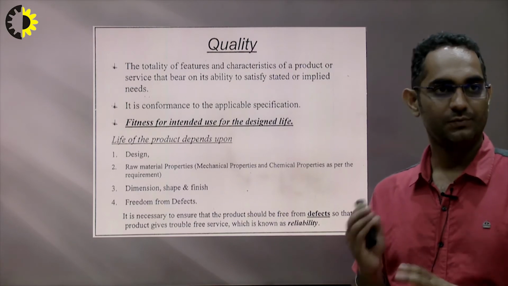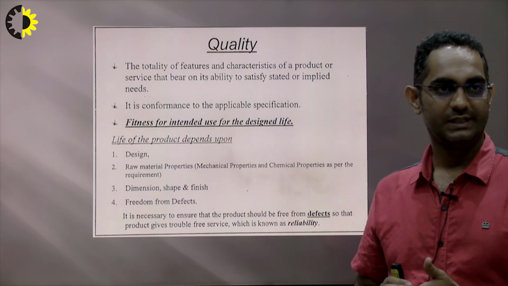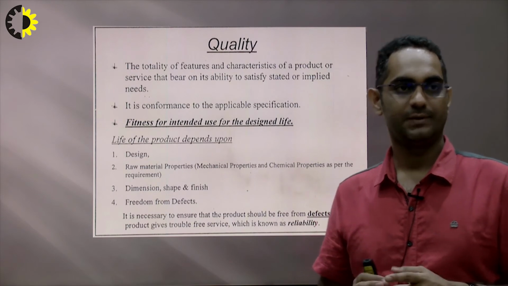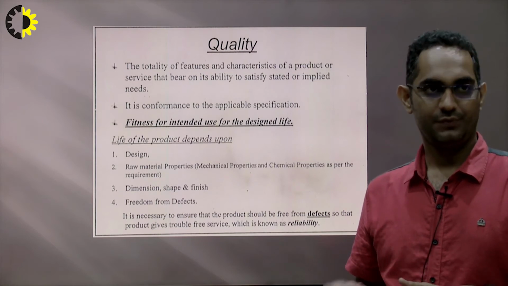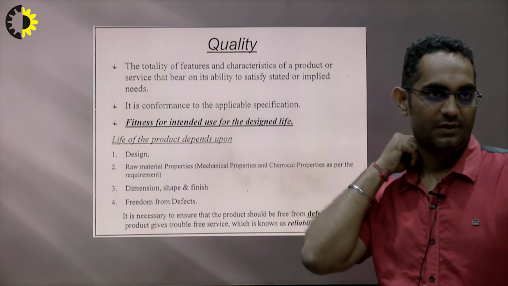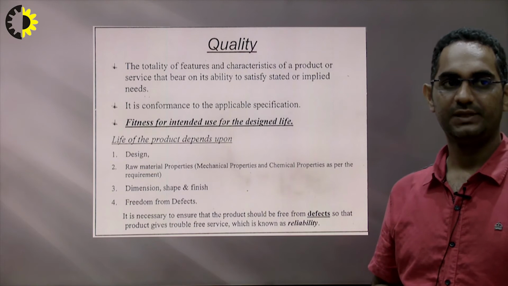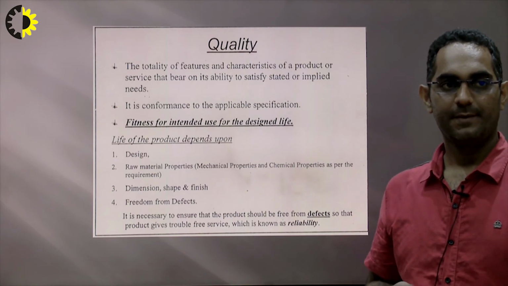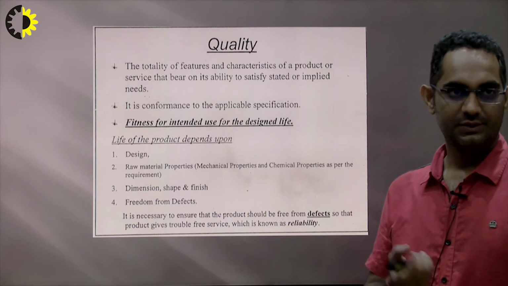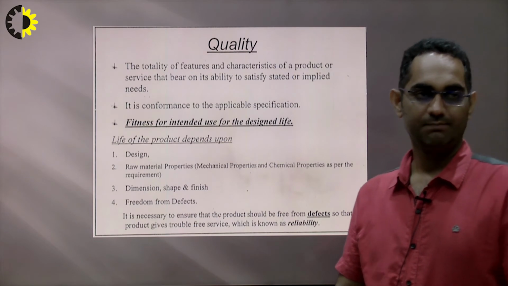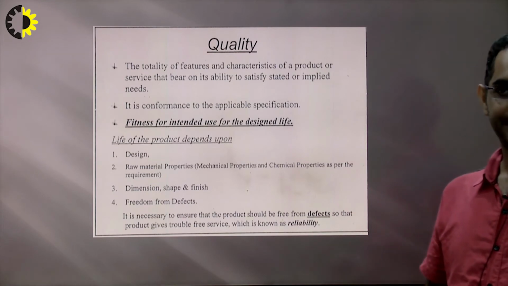Next is the life of the product. Life of the product depends upon the design, raw material properties, that is the mechanical properties and chemical properties as per the requirement, then dimension, shape and finish, and freedom from defects. It is necessary to ensure that the product is free from defects, so that the product gives trouble-free service, which is known as reliability.